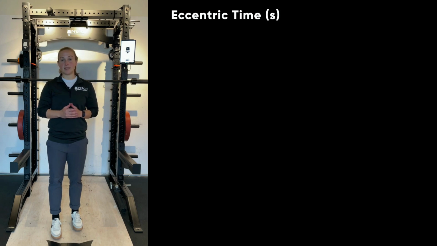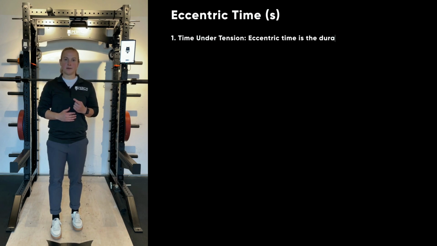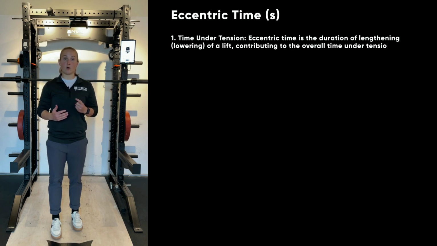A related metric is eccentric time. Here are the ways that eccentric time can be used to inform performance. Number 1, time under tension. Eccentric time represents the duration an athlete spends in the lengthening or lowering phase of the lift, contributing to the overall time under tension for a muscle group.